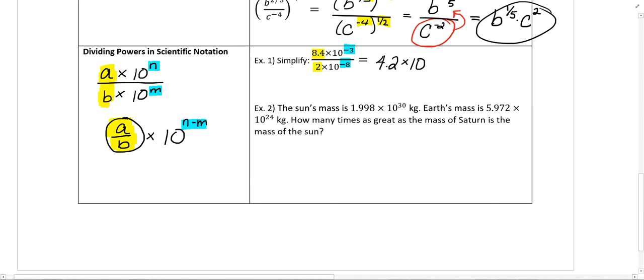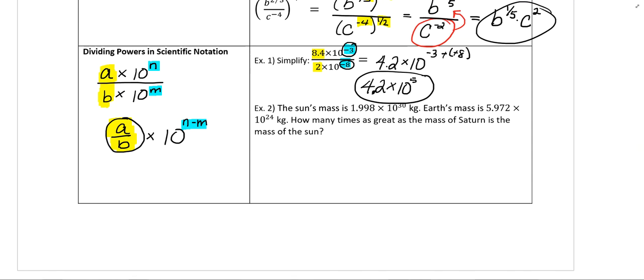Times 10 to the, and then we're going to have -3 minus -8. Be careful with your negatives. We are taking this whole thing and subtracting this whole thing. So that would give us -3 plus 8, which is 5. And then there are decimals right here.